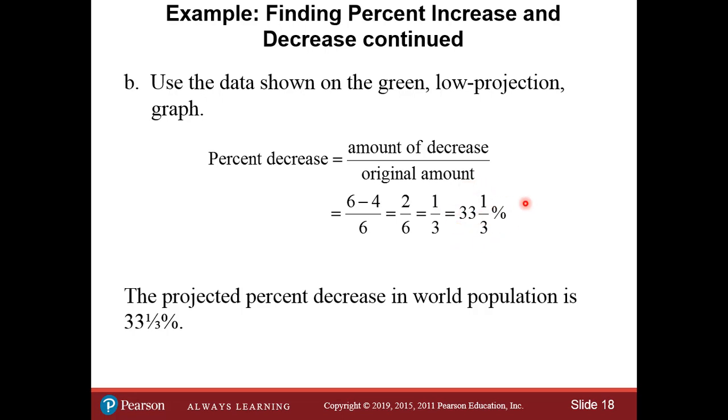Now, you can drop the negative sign as long as you put the word decrease in there. So it says the projected percent decrease in the world is 33 1/3%. Okay, so again, just remember final minus initial divided by initial, or final minus original divided by original.